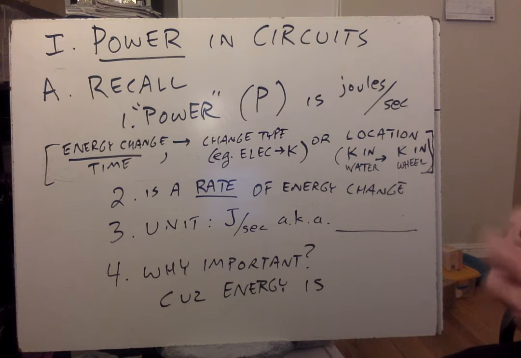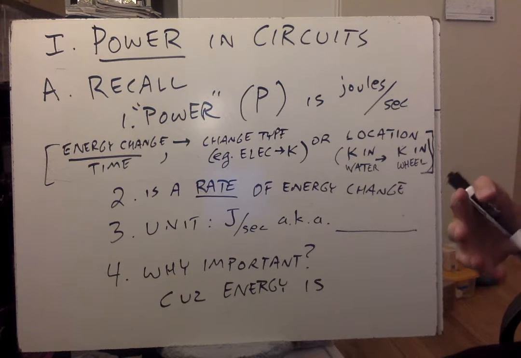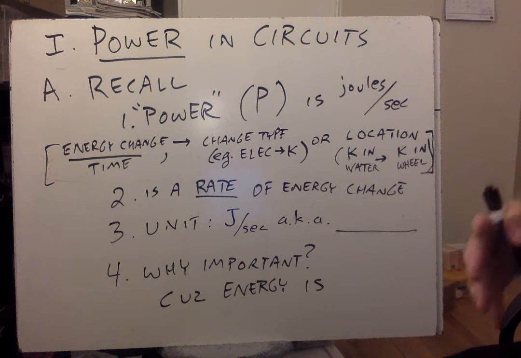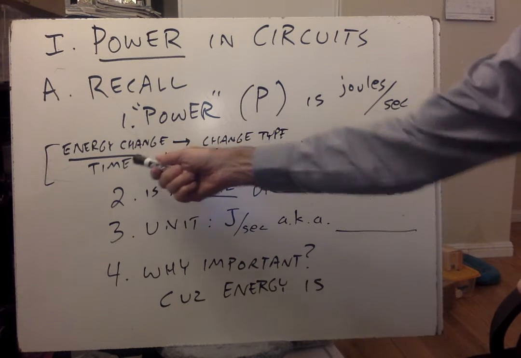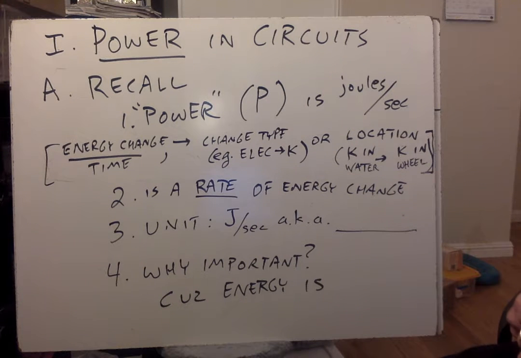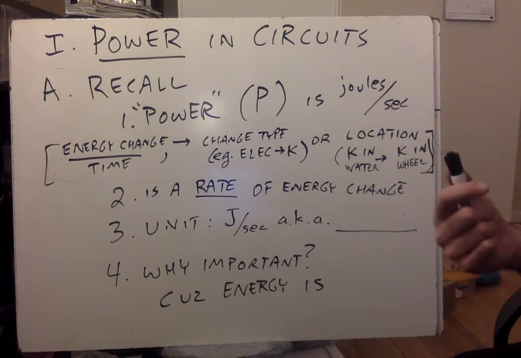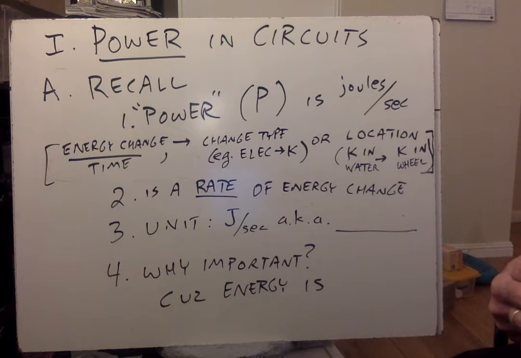And that change can take two types. So the word power can describe a lot of different things. Here in circuits, we're concerned with energy change per second, or energy change per unit time. And that change can be of two types in general. In circuits, it's really going to be of one type, a change in energy type.